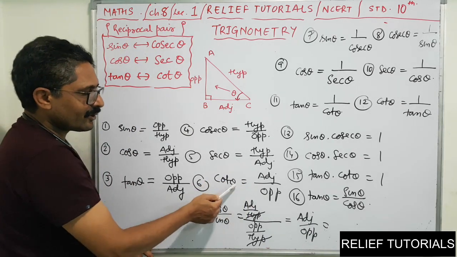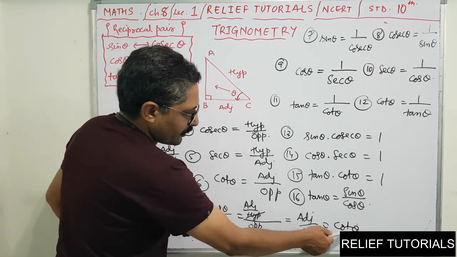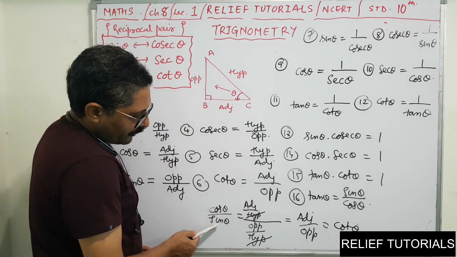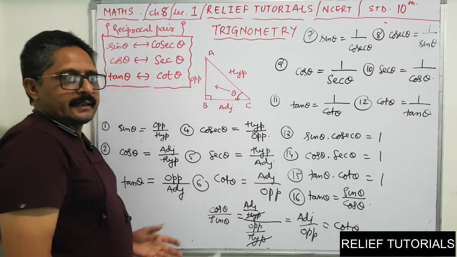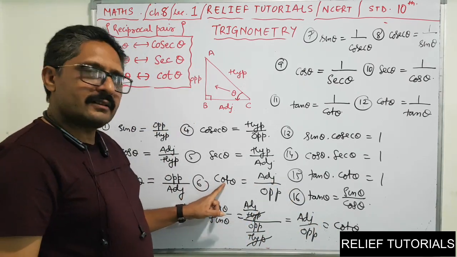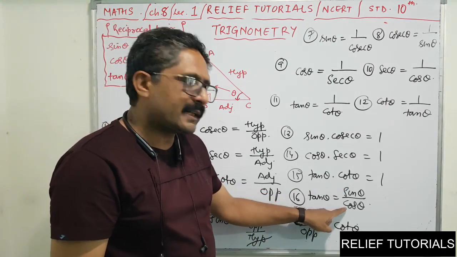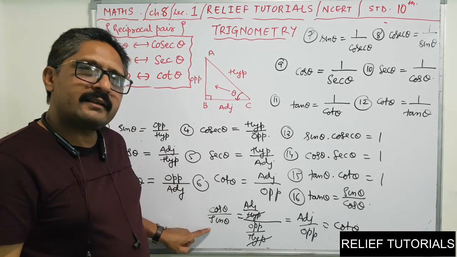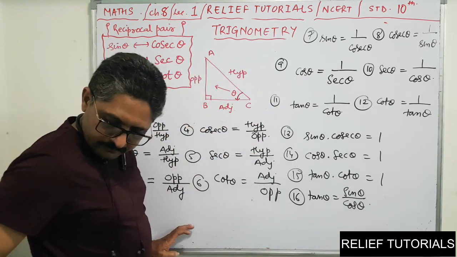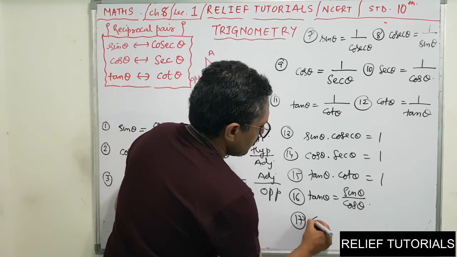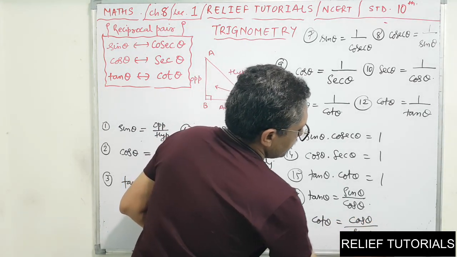Reciprocal of tan is cot. So what you will get here? Cot theta. Adjacent upon opposite is cot theta. So cos upon sin is cot. Sin upon cos is tan. Naturally, you know reciprocal of tan is cot. So if tan is sin upon cos, reciprocal of tan is cot. So reciprocal of sin upon cos will be cos upon sin. So we can write 17th formula. 17th, cot theta is equal to cos theta upon sin theta.